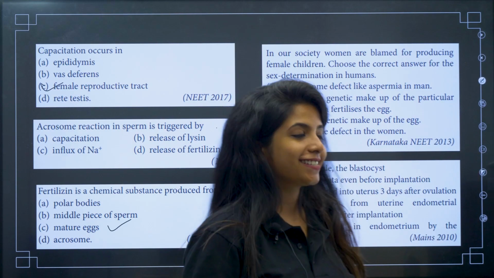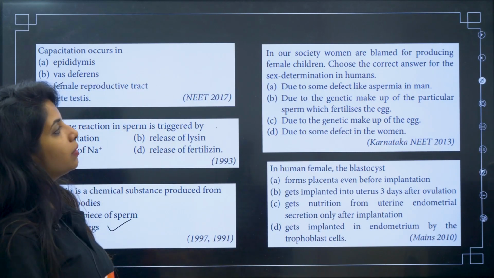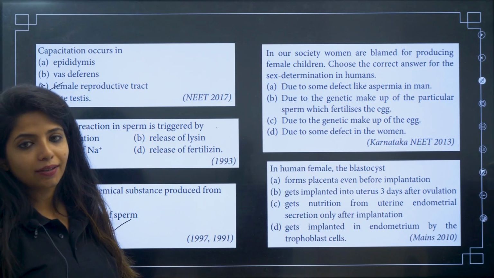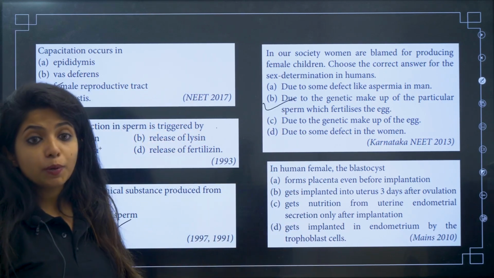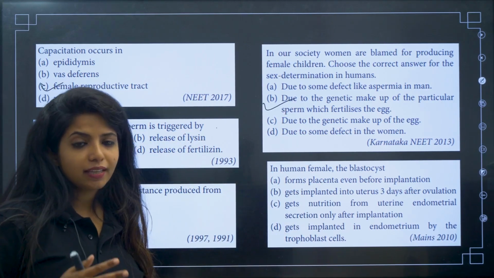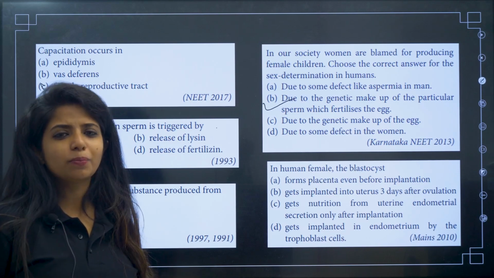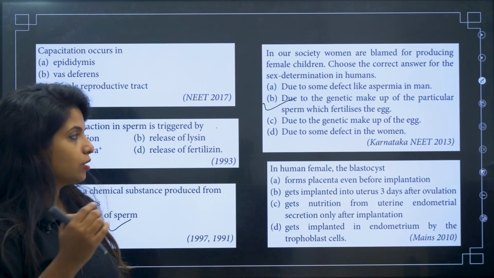Mature eggs. And now, in our society, women are blamed for producing female children. Is it correct? What is responsible for it? It is due to the genetic makeup of the particular sperm. It can have X or Y. If it has Y, then XY brings out a male child, and XX, then it's a female child.